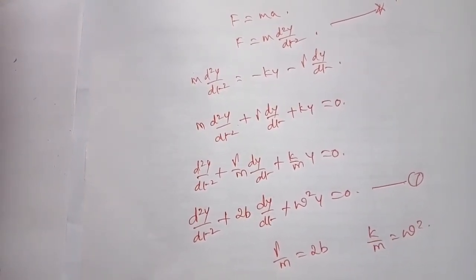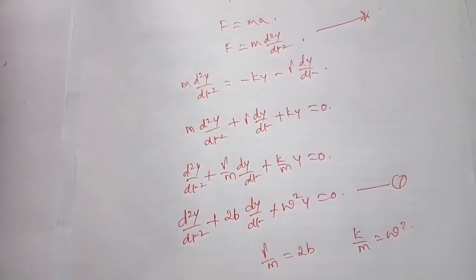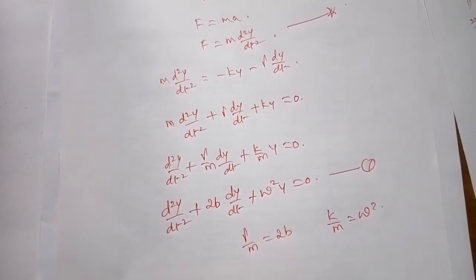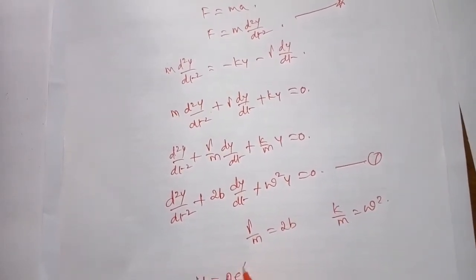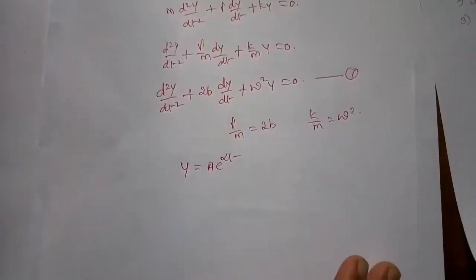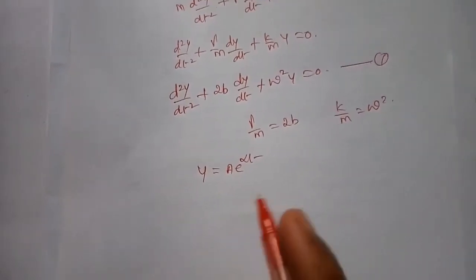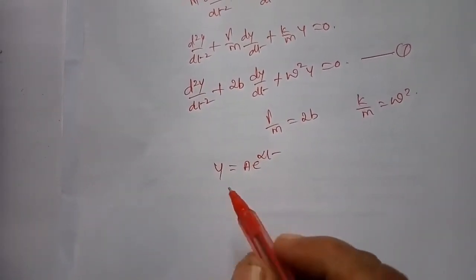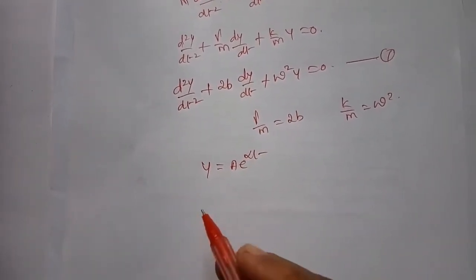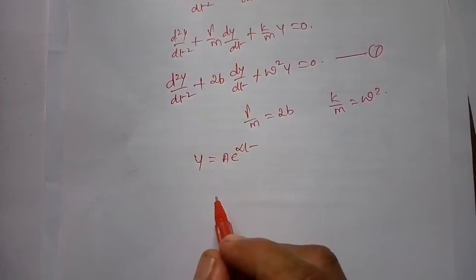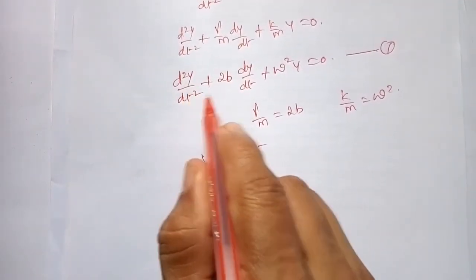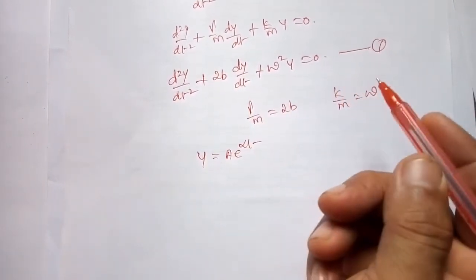Okay, so equation 1 is a differential equation of the second order. Let us assume that y = A e^(αt) is the solution of this differential equation. Then, substituting the values of d²y/dt², dy/dt and y in equation 1, we can rewrite it.